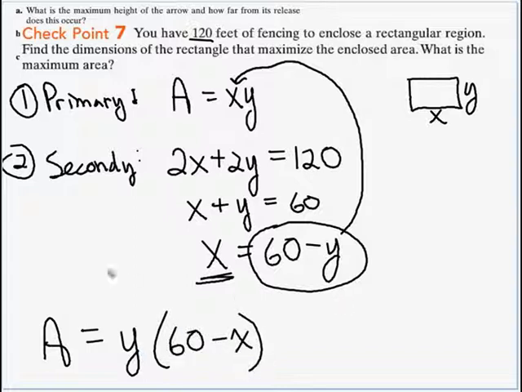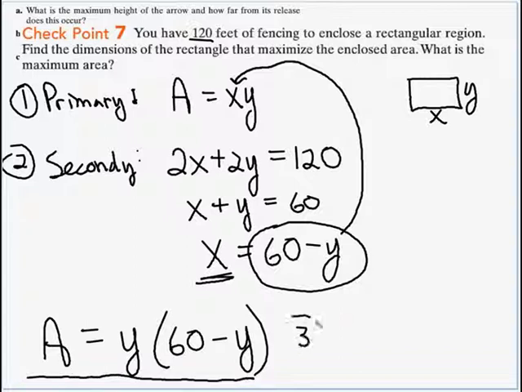And maybe when you were doing this, if you really pause the video and then are checking, oh, that should be an x. What's going on there? 60 minus y. Whoa, back. There we are. So that's part 2. We got our primary equation down to one variable.